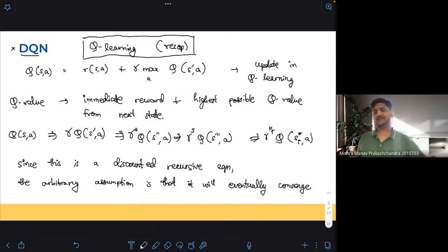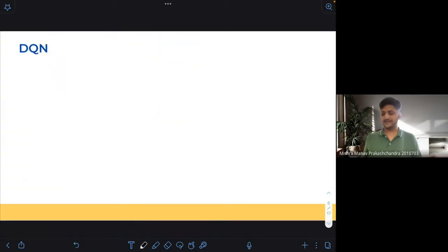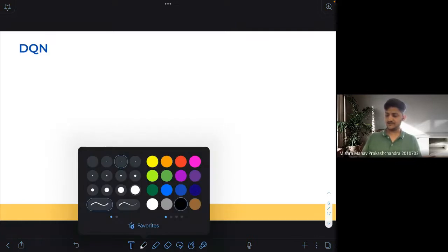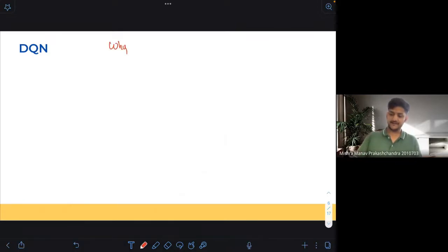Now the question is, since this Q learning works very well, you can get the optimal solution in less number of times, why do we need to go for a deep learning setup, right? So the question is, now, why deep RL, or why deep Q learning?